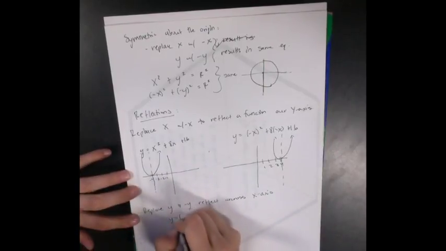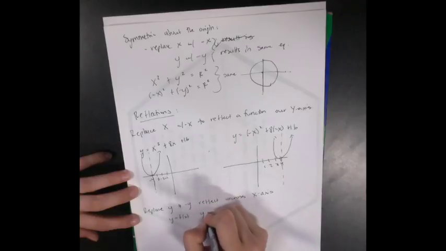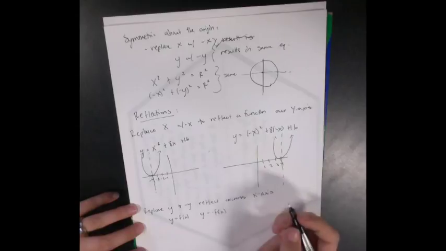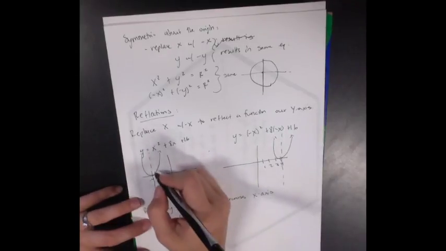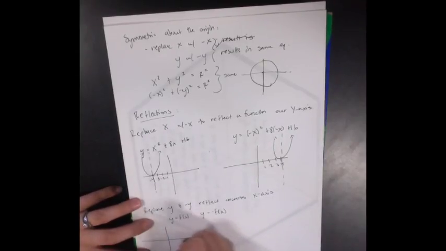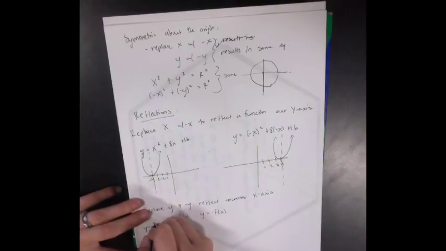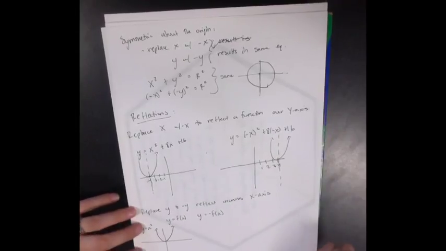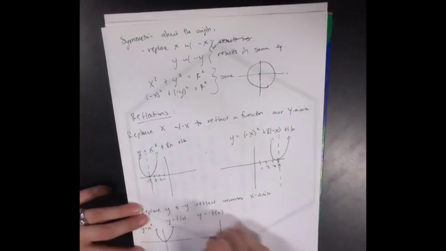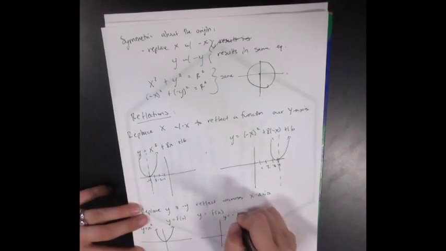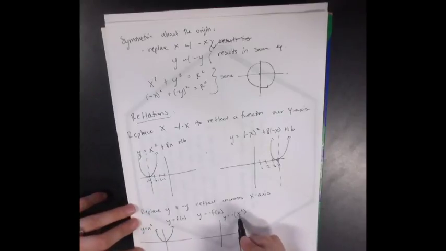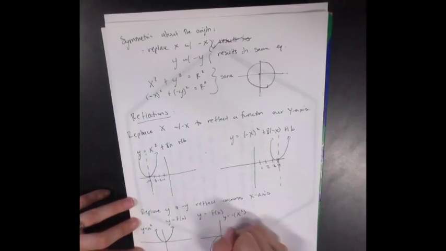So if y is f of x, then y becomes negative f of x. So in that same example, if y is x squared, and I was to graph y is negative x squared, notice the negative is outside of the x, not inside of the x. It flips my graph down.